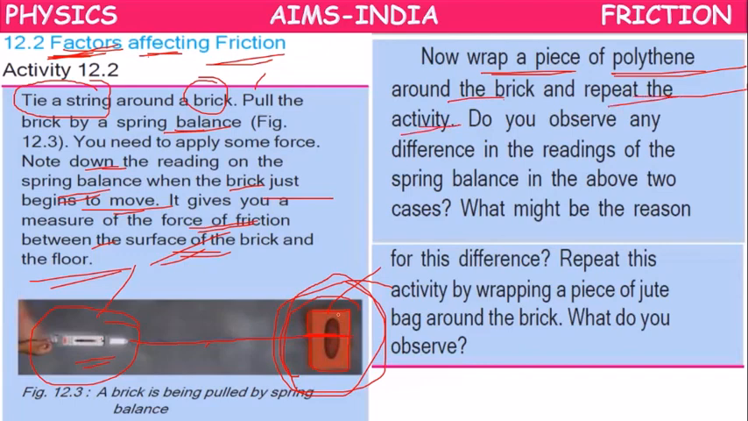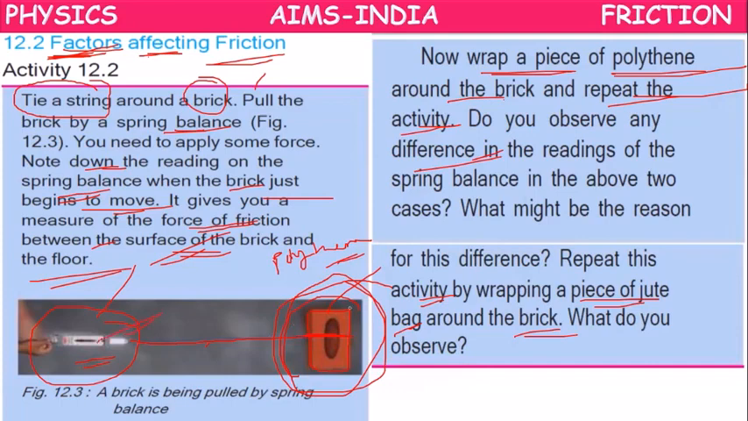So now children, wrap a piece of polythene around the brick and repeat the activity. Around the brick, we have to wrap a polythene bag. Now we have to drag the brick with the polythene bag using the spring balance. Do you observe any difference, children? Or if you repeat the activity by wrapping a jute bag around the brick and drag with the spring balance, will there be any difference?